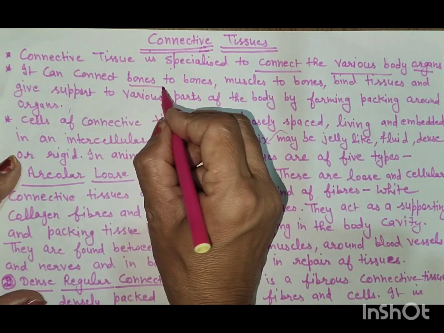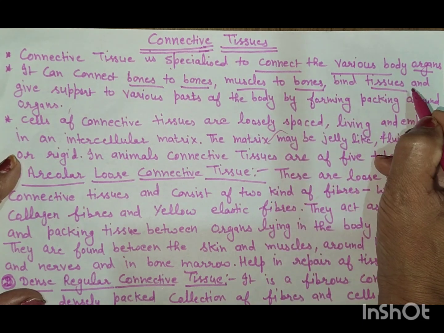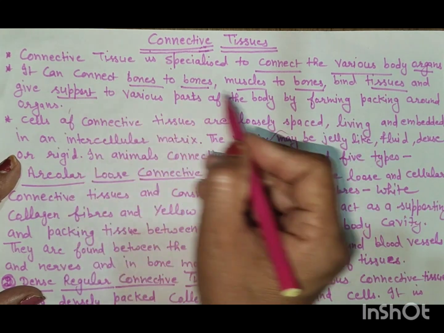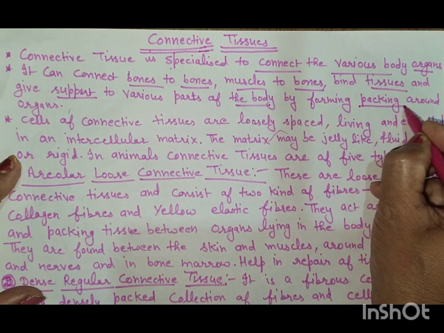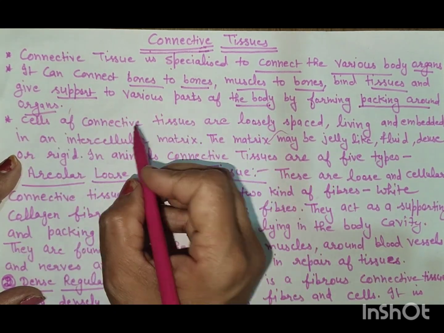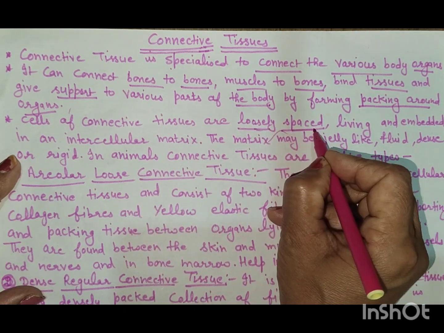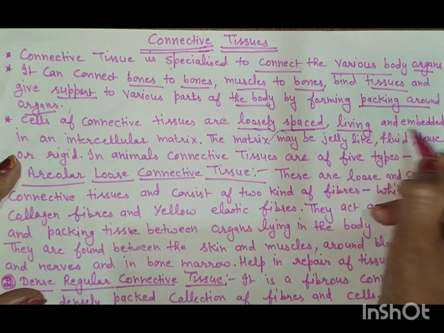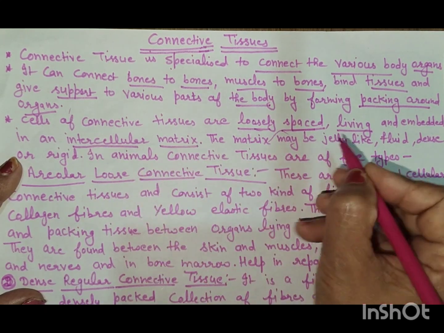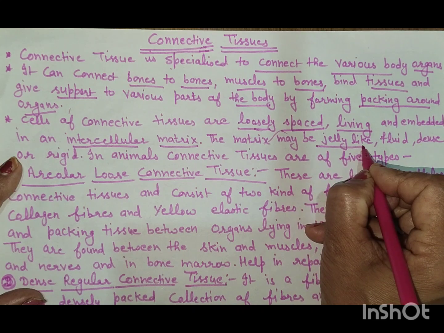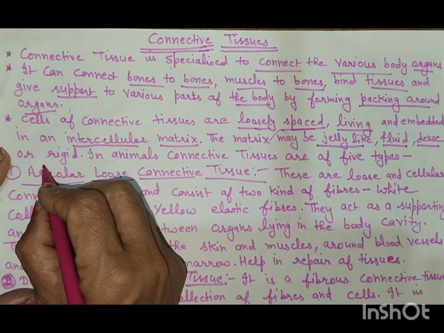It can connect bone to bone, muscles to bone, or bind tissues and give support to the various parts of the body by forming a packing around organs. Cells of the connective tissue are loosely spaced. They are living cells embedded in the intercellular matrix. The matrix may be a jelly-like substance, or fluid, or dense or rigid.